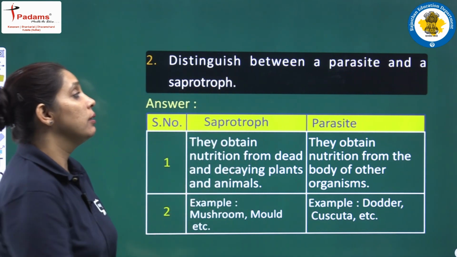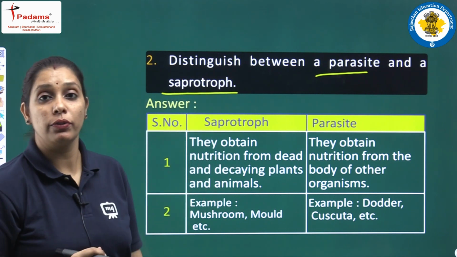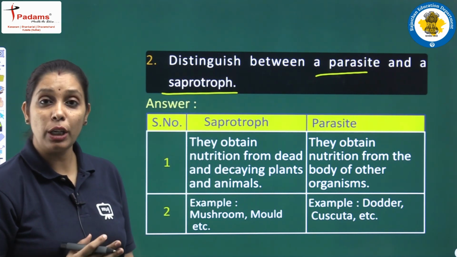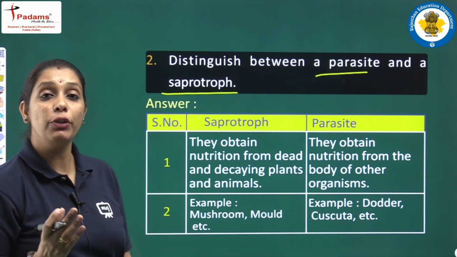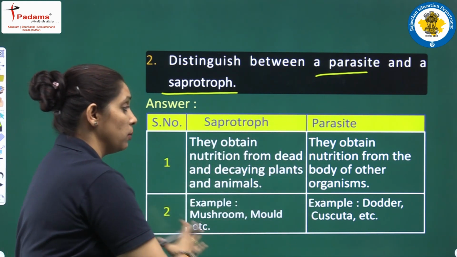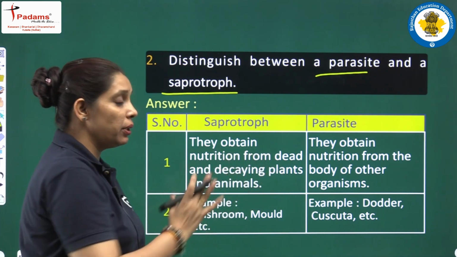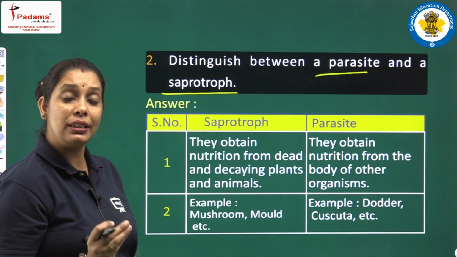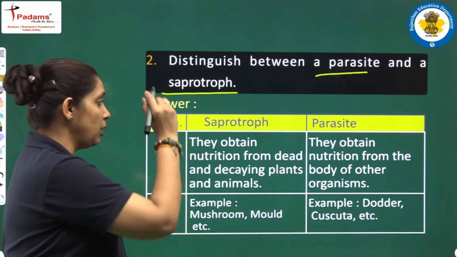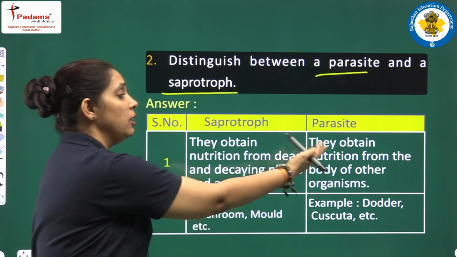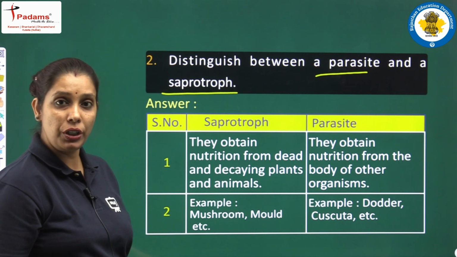Distinguish between parasite and saprotroph. Whenever you find such a question in which you have to differentiate, always give your answer in tabular form, as shown on board. हमेशा एक table prepare करिए and write down your differences in tabular form. First, we will write down serial numbers. In the second column, the types between which we have to differentiate.